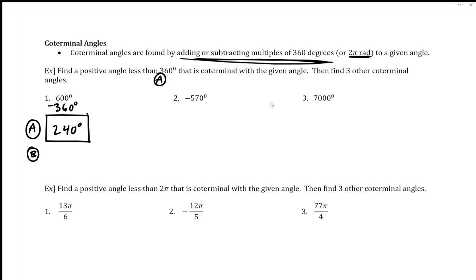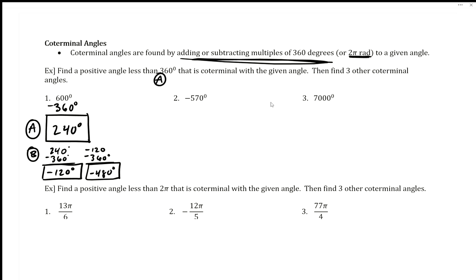So we could continue subtracting 360 from 240. 240 minus another 360 degrees gives us negative 120 degrees. So that would also be coterminal. Let's do it one more time. Negative 120 minus 360 would be negative 480 degrees. There we go. That's another one.